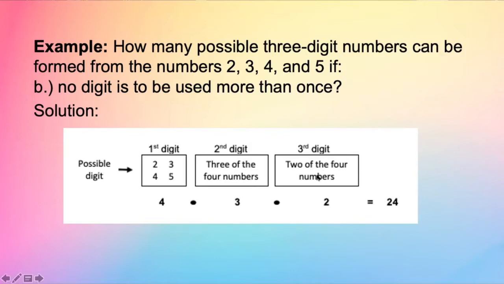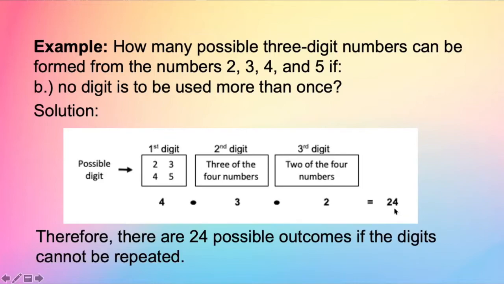For the third digit, there are only 2 available numbers left. If 2 is used in the first digit and 3 is used in the second digit, then there are 2 numbers, 4 and 5, left to be used in the third digit. This means 2 and 3 cannot be used anymore in the third digit. We now multiply. 4 times 3 is 12, times 2 is 24. Therefore, there are 24 possible outcomes if the digits cannot be repeated.